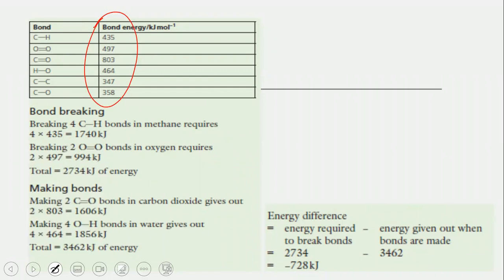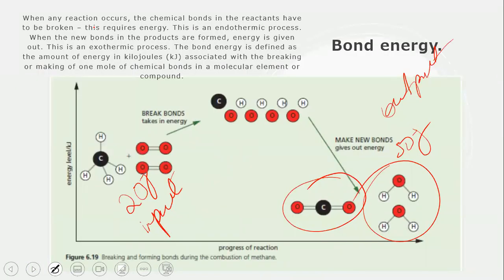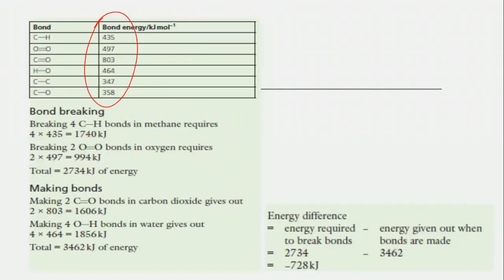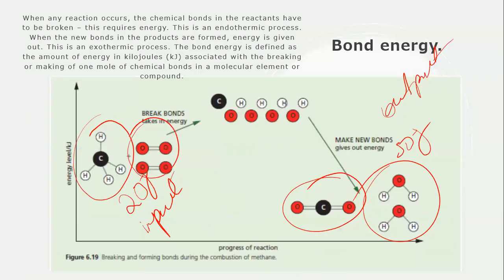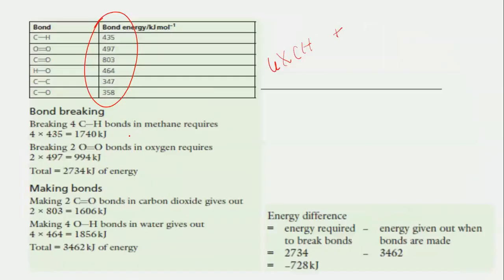So first of all, we write down what bonds are being broken. The bonds that are being broken are in methane. We have four carbon hydrogen bonds, so we are breaking four carbon hydrogen bonds. Along with that, we are going to be breaking our oxygen bonds as well. You can see we have two molecules of oxygen, so we are breaking two oxygen bonds. Those are the energy for bond breaking.